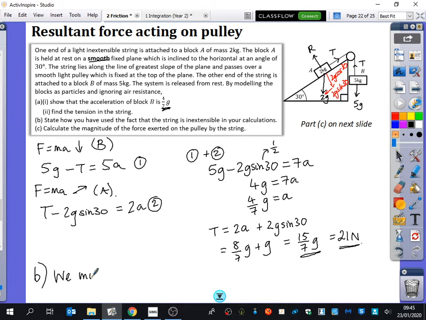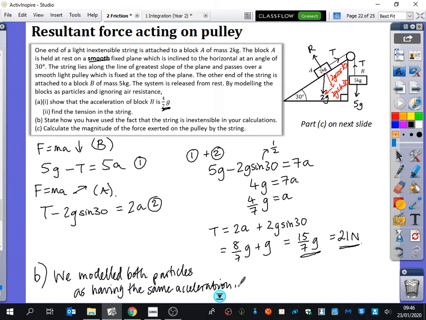We modelled both particles as having the same acceleration. So they're looking for same acceleration for that one. That's how we've actually used that in our calculations.